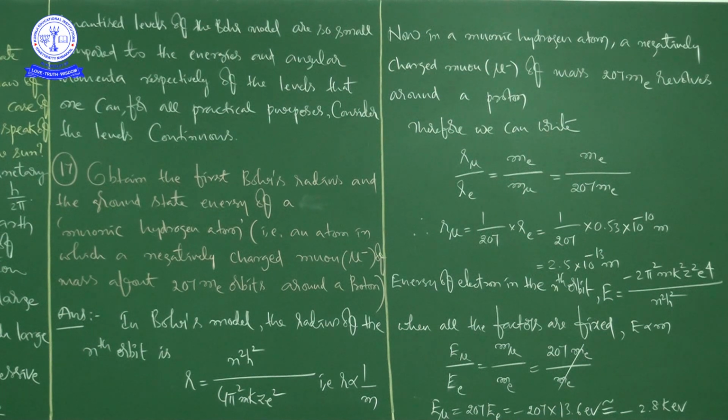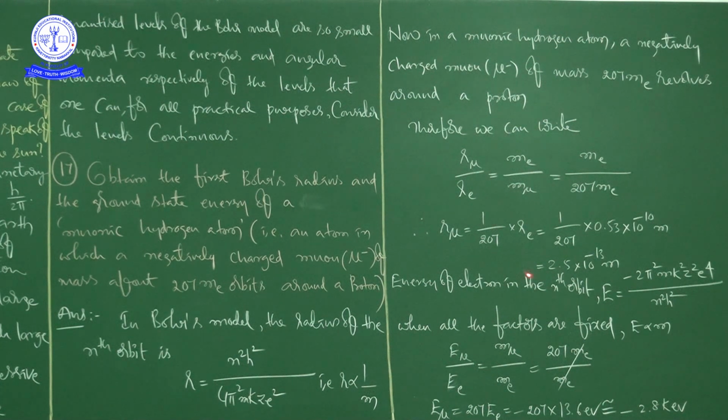Now in a muonic hydrogen atom, a negatively charged muon of mass 207 Me revolves around a proton. Therefore, you can write R mu by Re is equal to Me by M mu because of inverse proportionality. That is equal to Me by 207 Me, as already given in the question, so Me will get cancelled. Finally, R mu is equal to 1 by 207 into Re, that is equal to 1 by 207 into 0.53 into 10 to the power of minus 10.